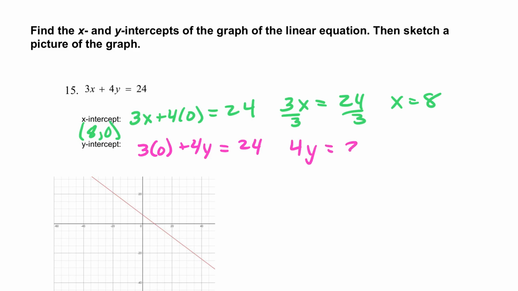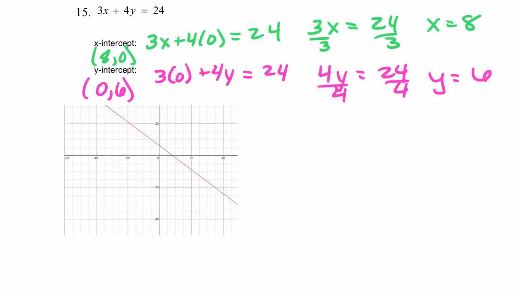4y is equal to 24. Divide by 4. y is equal to 6. So my y-intercept is at (0, 6). And this is a graph of the line that we just found the intercepts for.